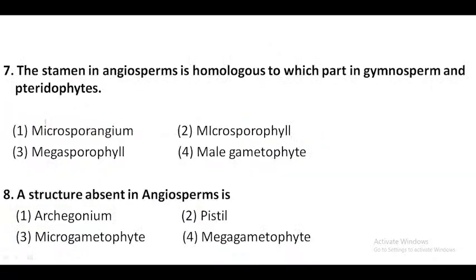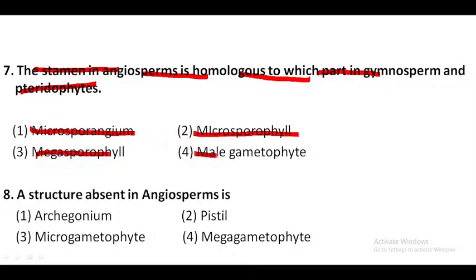Next, question number 7: the stamen in angiosperm is homologous to which part in gymnosperm and the pteridophytes? First is the microsporangium, second is the microsporophyll, third is the megasporophyll, and fourth is the male gametophyte. So your answer here would be, it is asking stamen, so stamen means microsporophyll. Microsporophyll is the correct answer.